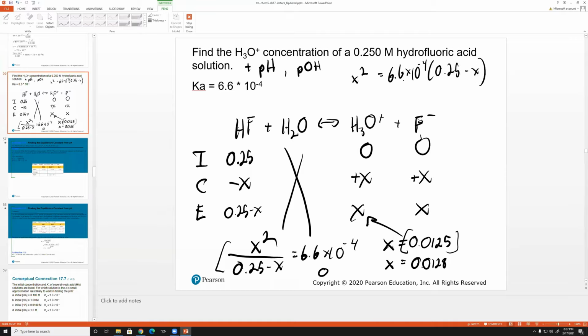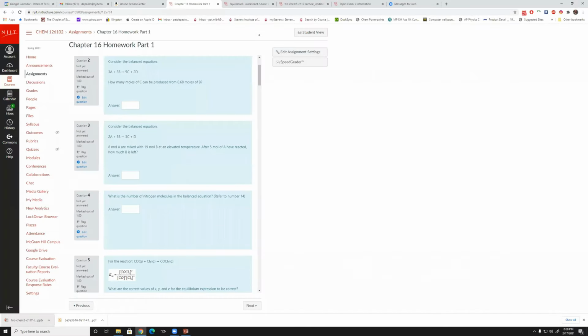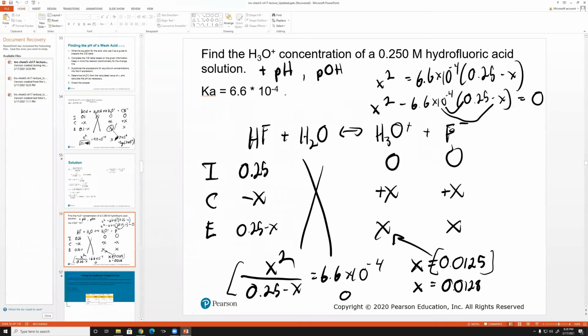Then you can subtract and move this whole expression over. And you have x squared minus 6.6 times 10 to the negative 4th times 0.25 minus x. You factor the 6.6 times 10 to the negative 4 in. You get a quadratic expression that equals 0. Then you have A, B, and C. And then you use the quadratic formula. Wait, why is my thing messing up? There we go. Oh no, my PowerPoint just closed. There we go. Okay.